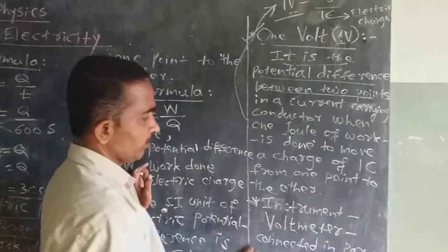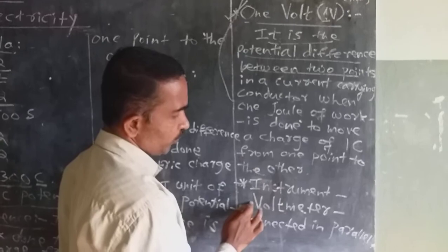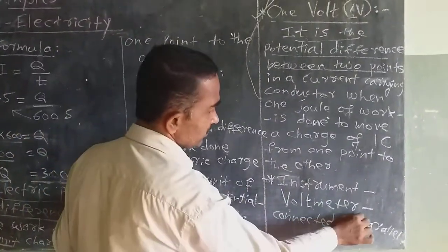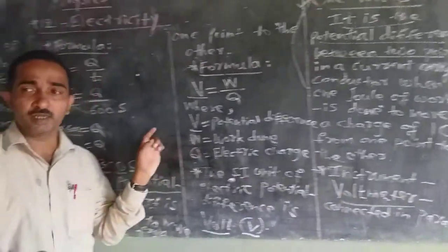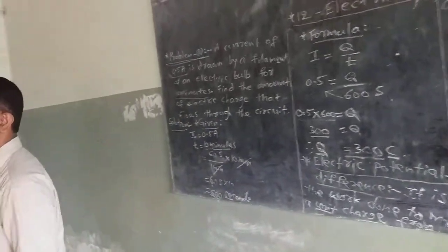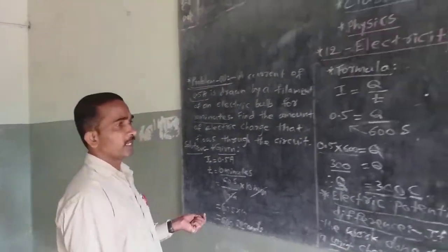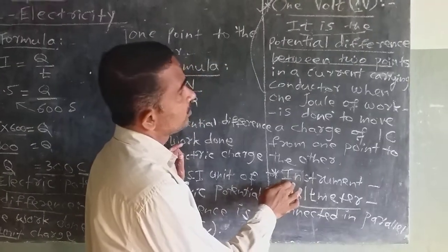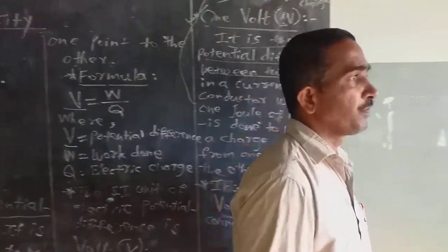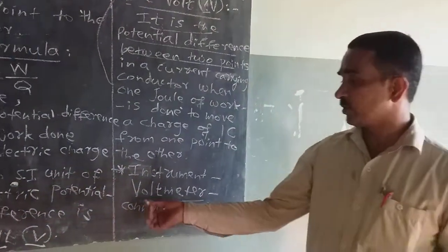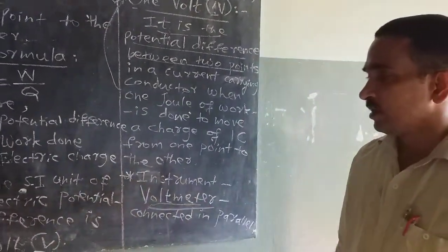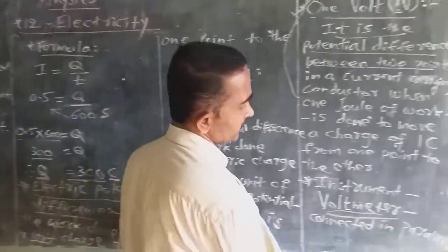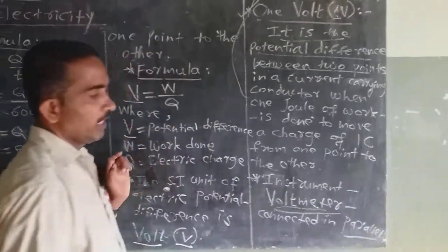Next one, see this one. The instrument used to measure potential difference or electric potential difference is voltmeter. Already in the previous class we have studied that the instrument used to measure electric current is ammeter, but to measure potential difference, there is an instrument, the name of that instrument is voltmeter. Ammeter is connected in series in a circuit, but voltmeter is connected always in parallel in a circuit.